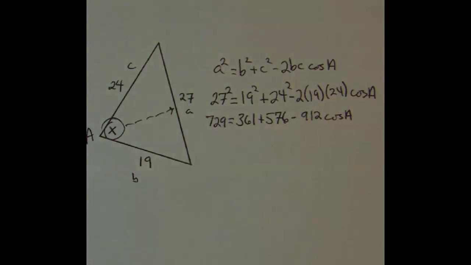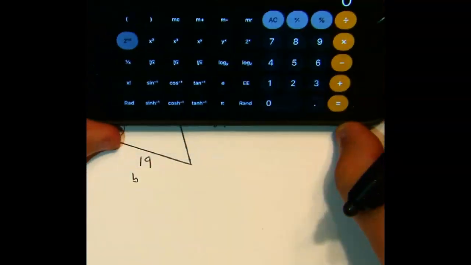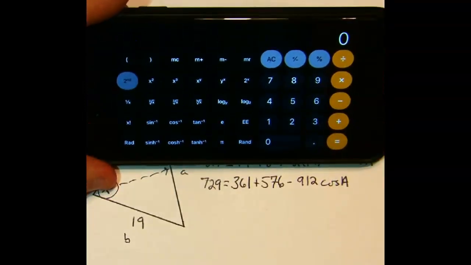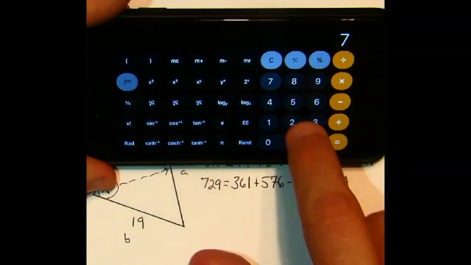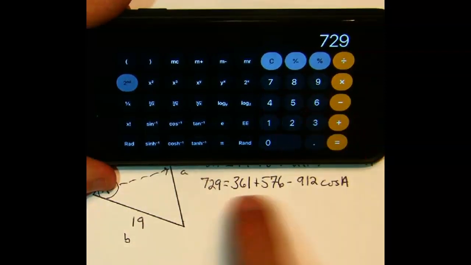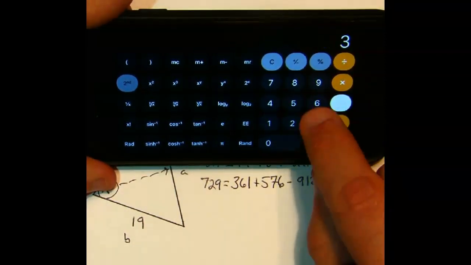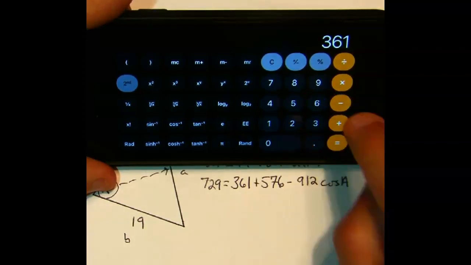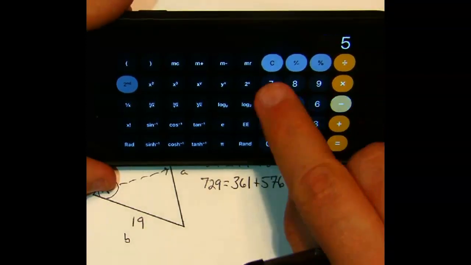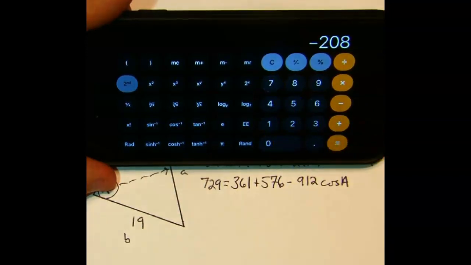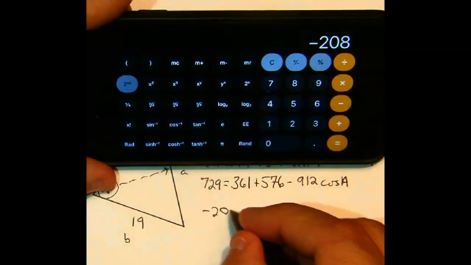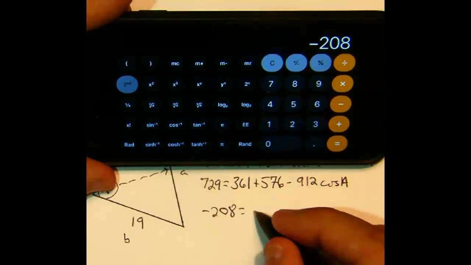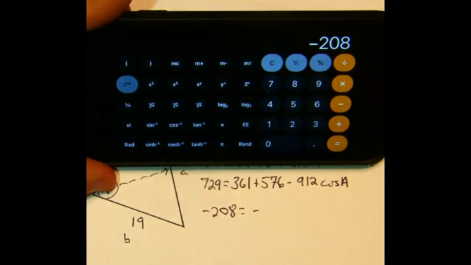All right, everybody get your calculators out. Let's do this together. I want to put in 729, subtract 361, subtract 576. Now notice I got negative 208 this time. So this time I got a negative. Apparently when you have an acute angle that you're looking for, or maybe an acute triangle, you're going to end up with a negative here.